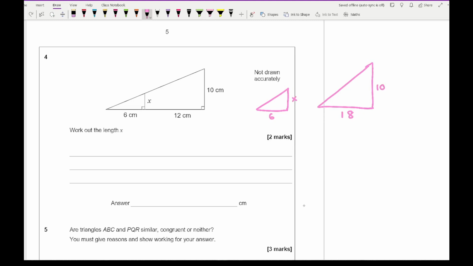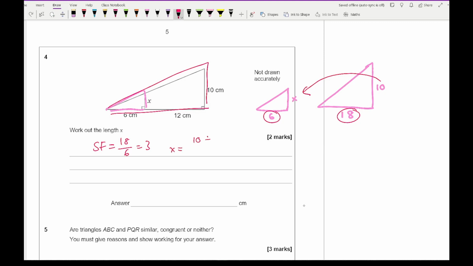Because again, the two triangles within the shape are this here and this here. So then from this I can use 6 and 18 as my scale factor. So the scale factor is 18 over 6, which is 3. Now x, I'm going from the big shape to the small shape. So x equals 10 divided by 3, which is 3.3 recurring, or 3.3 to 1 decimal place. Again, your choice of rounding is entirely up to you.